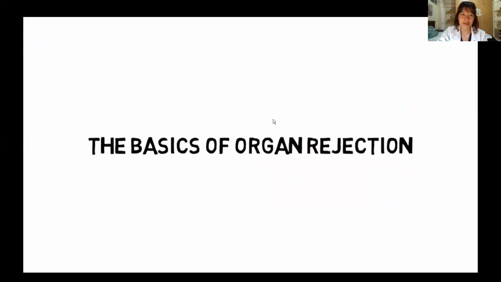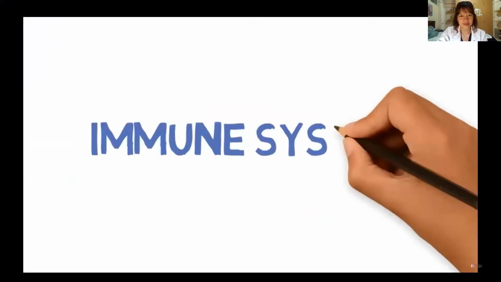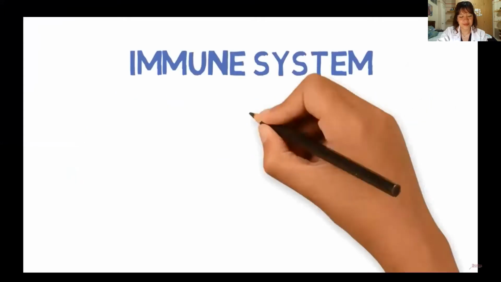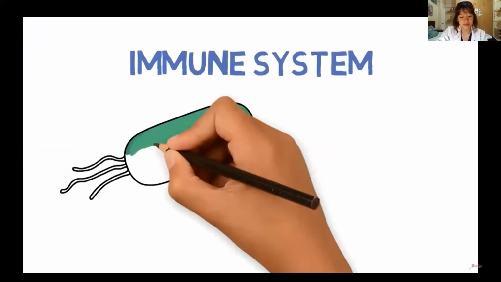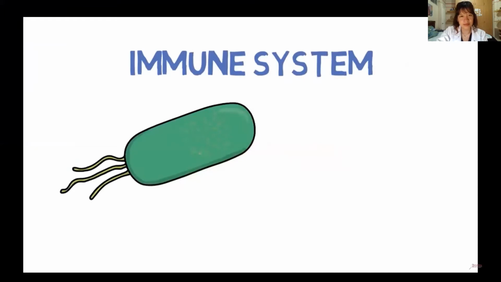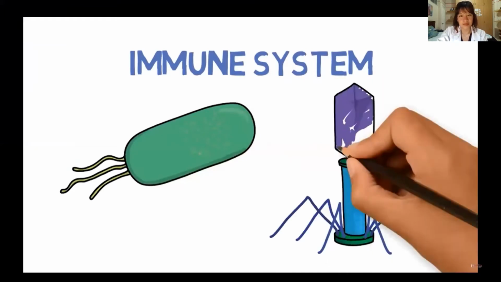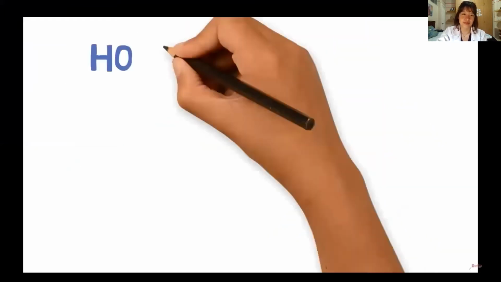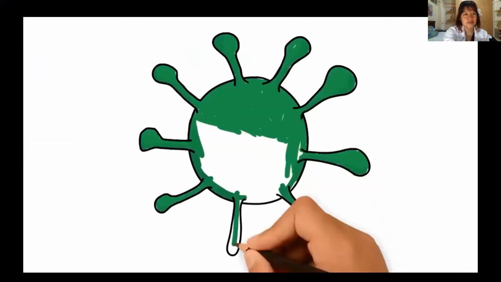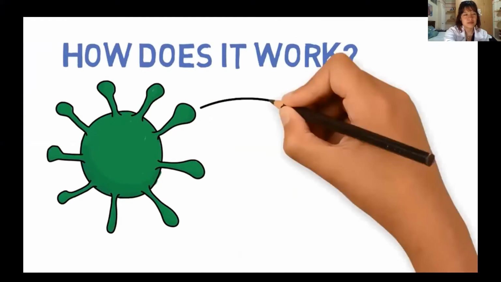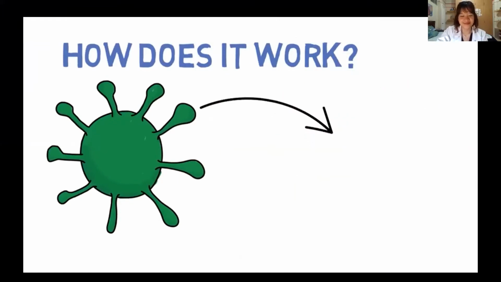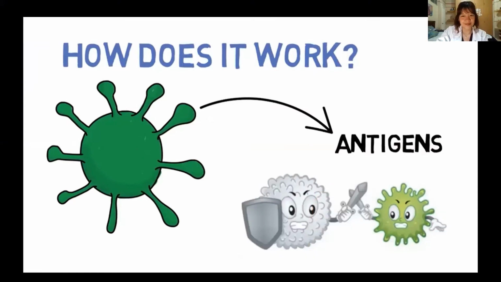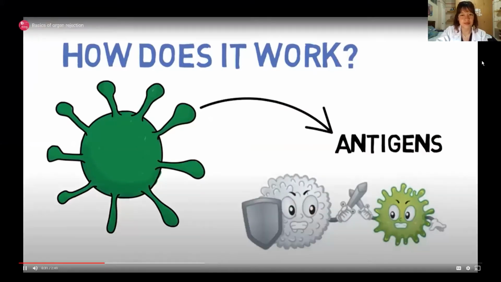Today, we'll be discussing the basics of organ rejection. But before we do that, we must first understand a little bit about the immune system. The immune system functions to protect your body against all foreign bodies, which include bacteria and viruses. But how does the immune system work exactly? The immune system recognizes the presence of bacteria or viruses by identifying specialized proteins on their surfaces called antigens. If the immune system detects a threat, it activates an immune response which attacks the foreign body.